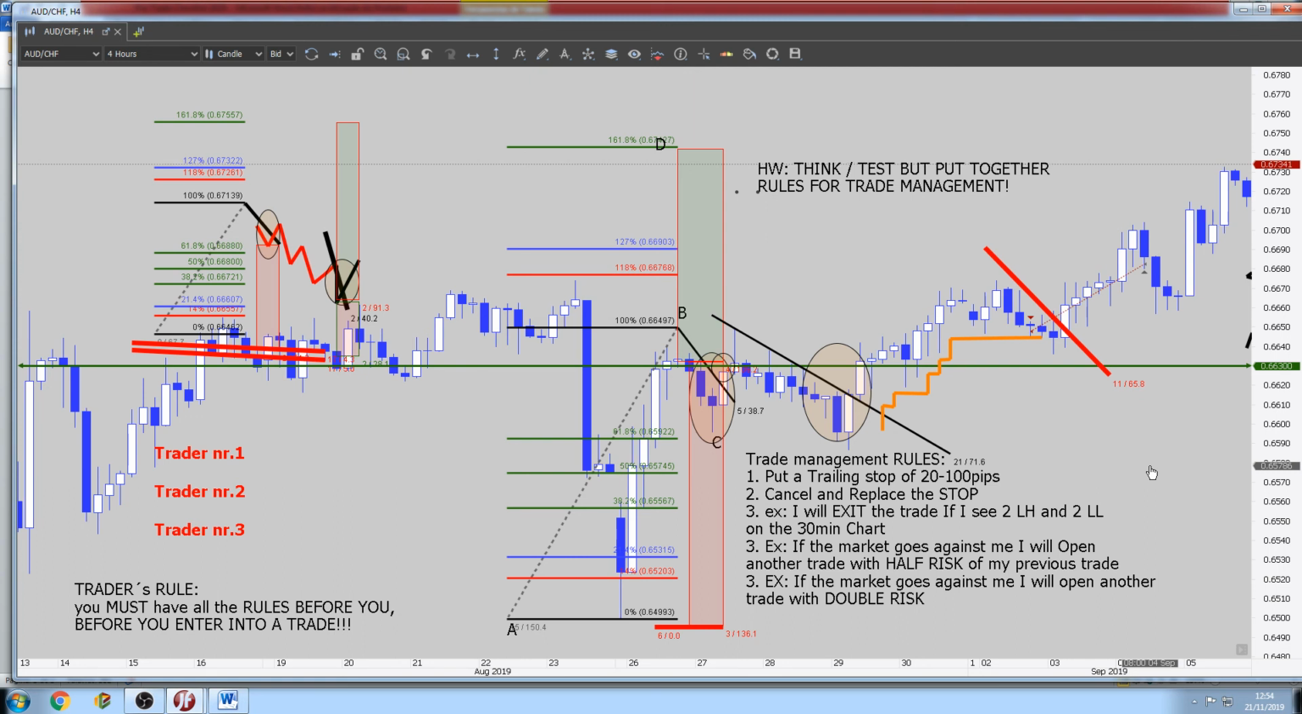Before you enter into a trade, check your pre-trade checklist. Before you close a trade, look at your pre-trade checklist. Before you re-enter into the market, look at your pre-trade checklist. In the meantime, the market is moving up or down. Take a look at your trade management rules. You can also have a trade management checklist if you want.